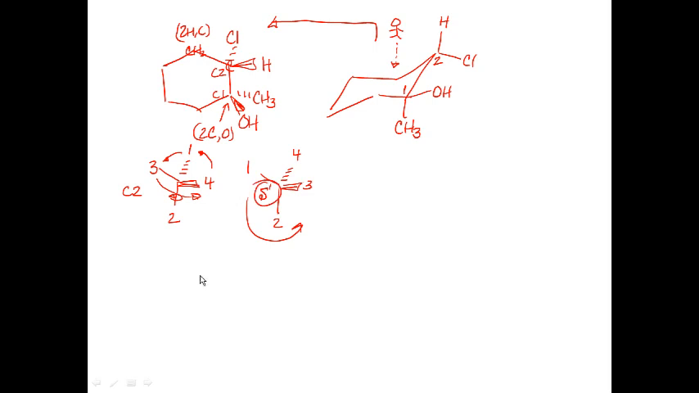Okay, let's do carbon 1. So for C1, I've got the carbon in this orientation. I've got oxygen versus carbon versus carbon versus carbon. Clearly the oxygen wins priority group 1.